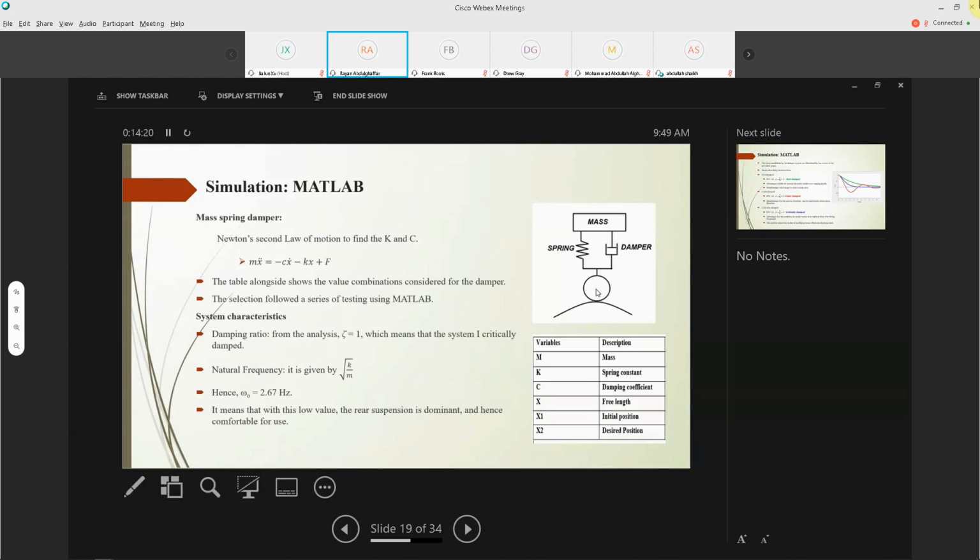For our system, the selected system yields a damping ratio of 1, meaning the vibration will come to steady state soon after it hits the ground. And for our case, the natural frequency is 2.76, a low value, which means that the user will be comfortable.